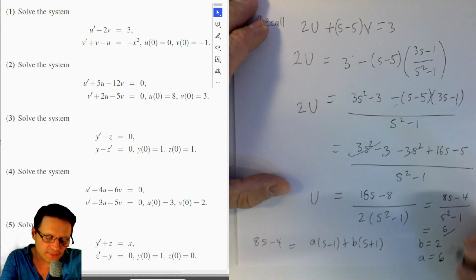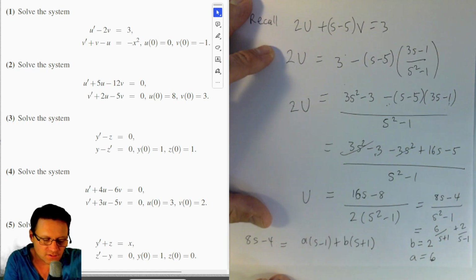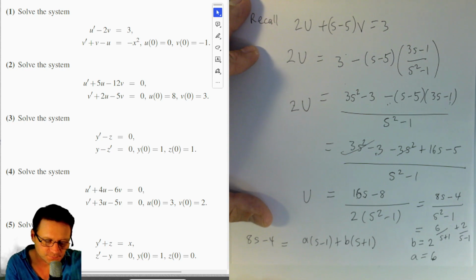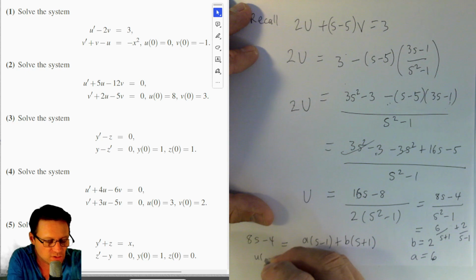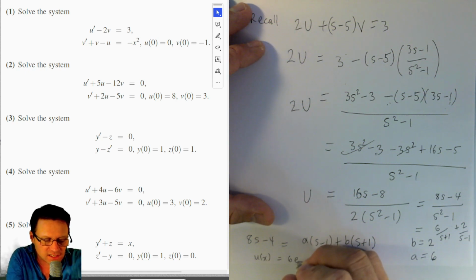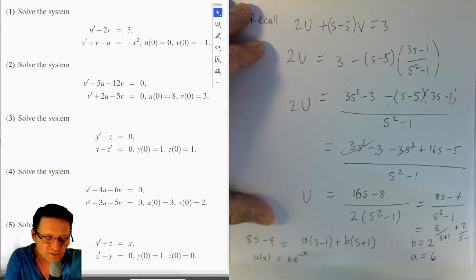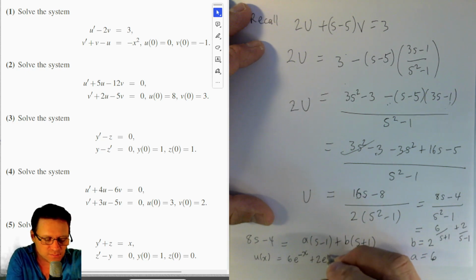6 over s plus 1 plus 2 over s minus 1. And so taking the inverse Laplace of each of these, inverse Laplace of 6 over s plus 1 gives us lowercase u as a function of x is 6e to the minus x plus 2e to the plus x.